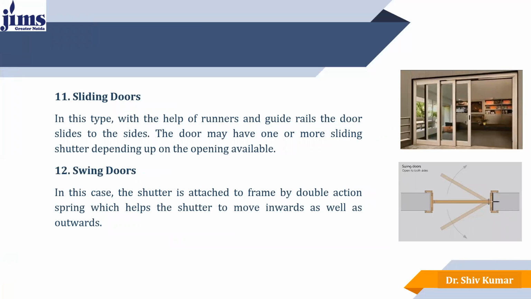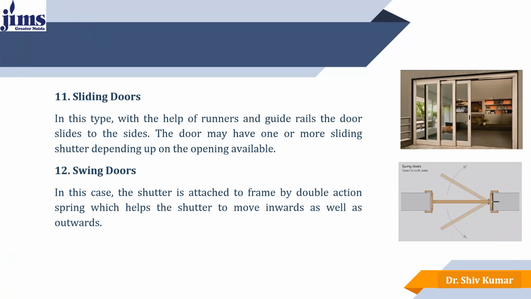Now the sliding doors. This type of door runs with the help of runners and a guide rail. The door slides to the sides. The door may have one or more sliding shutters depending upon the opening and the available area.